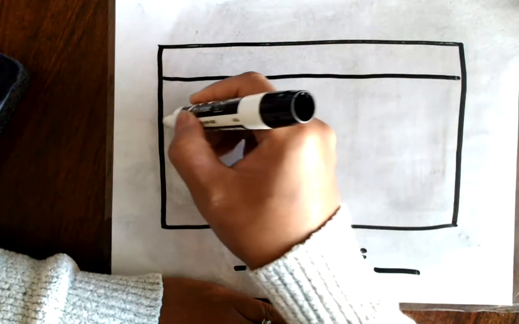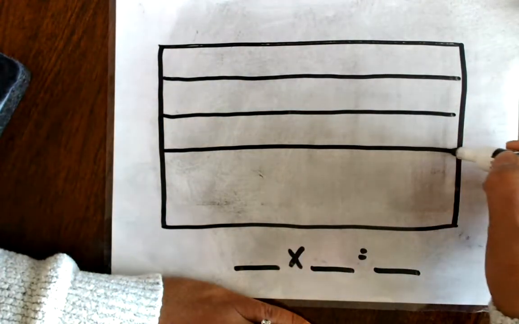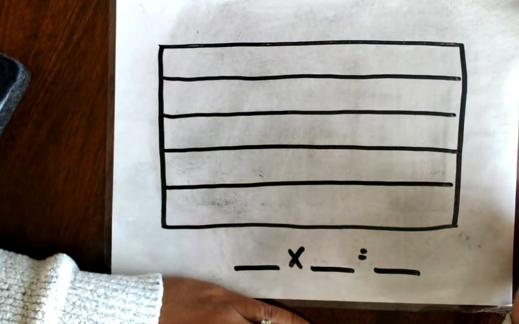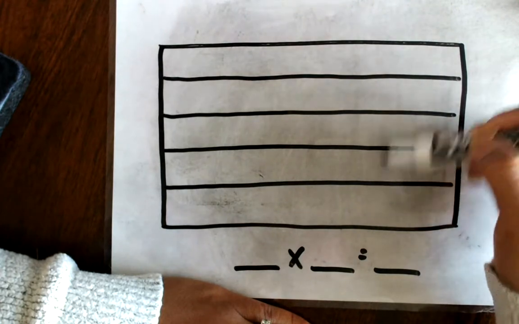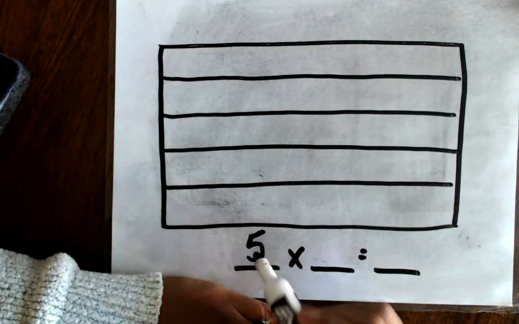I'm going to draw 1, 2, 3. Let's see. How many rows was that? 1, 2, 3, 4, 5. Make sure you have 5 on your board. There are 5 rows.